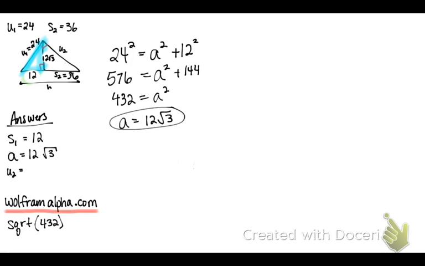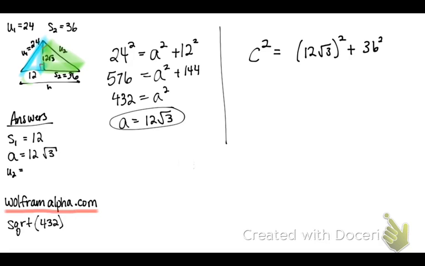Okay, so now I have my other triangle. Let me color my other one so you know which one I'm talking about. We'll go with this green triangle right here. This triangle I know the two legs of, 12 square root 3 and 36. So I'm going to use the Pythagorean Theorem again. So I have hypotenuse squared, so we'll do c squared equals (12 square root 3) squared plus 36 squared.